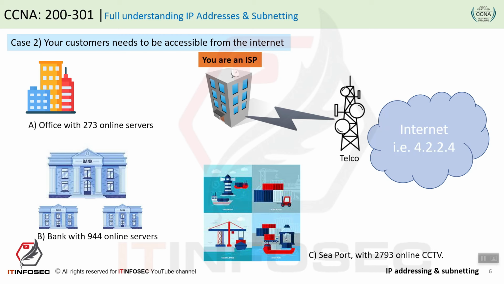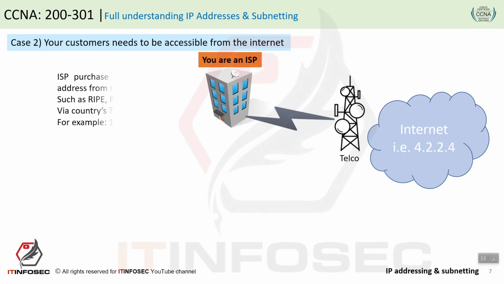All of these three customers have some computers, some CCTVs and some servers that need to be accessible from the internet for all of their customers. Well, your ISP, internet service provider, purchases a range of valid IP addresses from a regional IP allocator such as RIPE, etc. These are the standard IP address allocators around the world, and they give ranges of IP addresses to countries and telecommunication companies. The ISP received the IP range from the allocator via the country's telco.